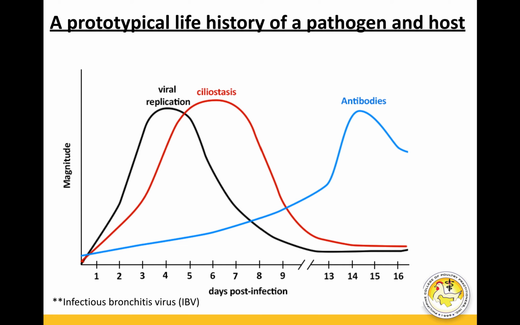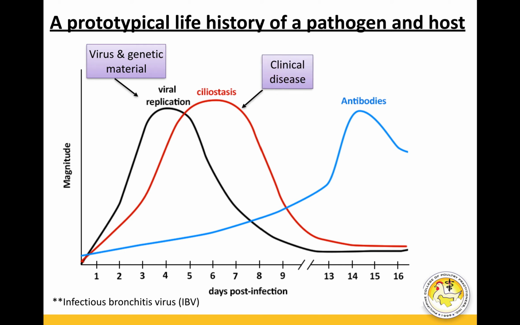First is viral replication, where we can actually detect the virus and its genetic material. We see here that for bronchitis, it's about 3 or 4 days after an animal is infected that the rate of viral replication is very high, at its highest, actually. After that there's a delay before we can see clinical disease, which is the red line, and for bronchitis it's called ciliostasis, where the cilia of the trachea stop beating.